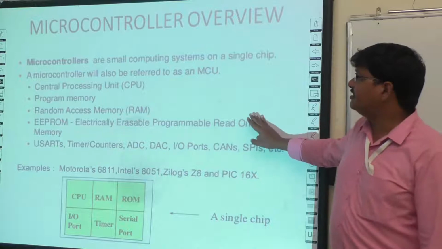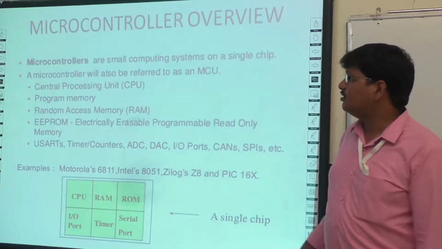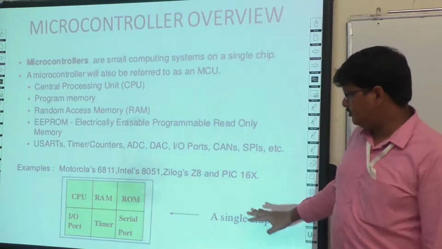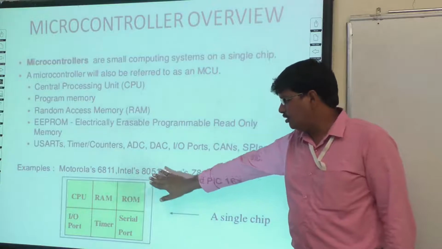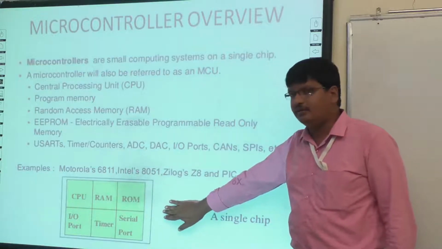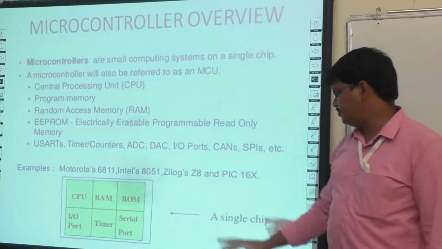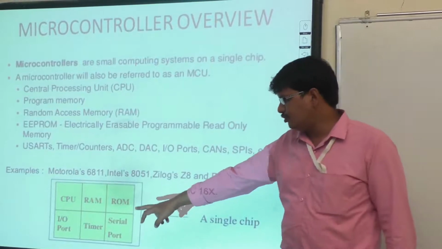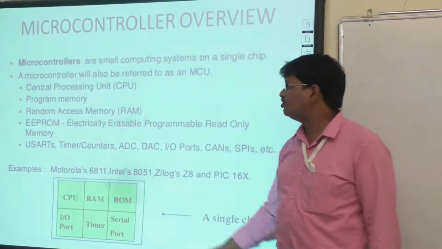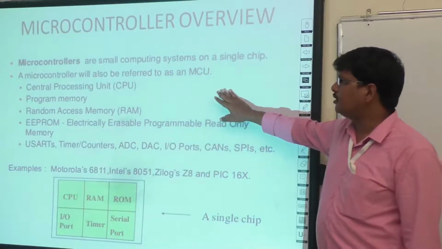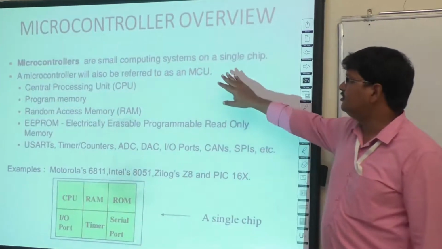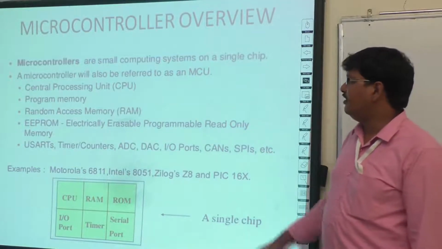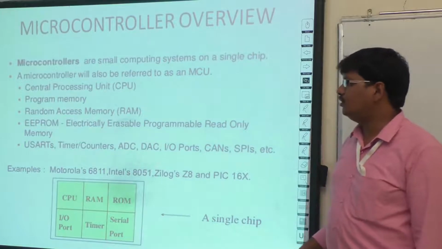So now we will discuss the microprocessor, microcontroller overview. As you can see here, what all modules are there within a single chip. It consists of CPU, RAM, ROM, input-output unit, timer, and serial ports. So microcontrollers are small computing systems on a single chip, majorly referred to as MCU, that is microcontroller unit.